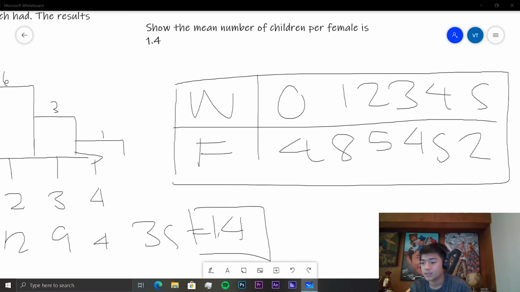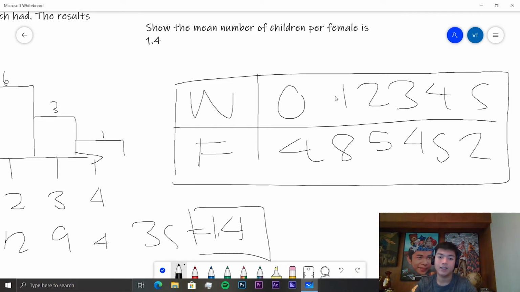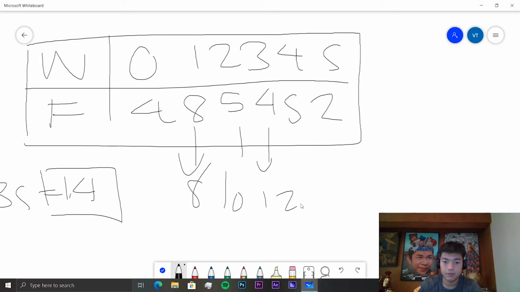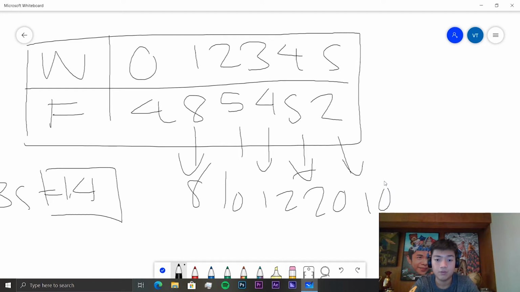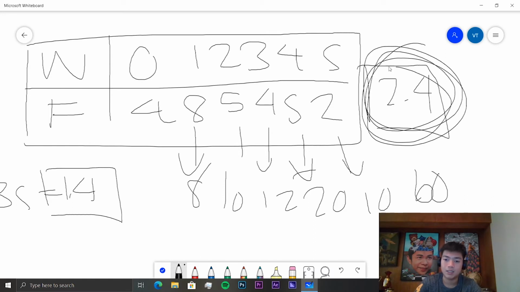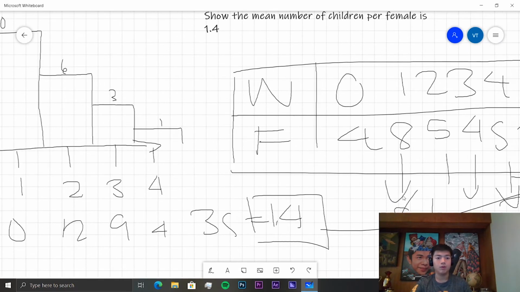Okay, let's calculate the average number of children they have here, which is 8, 10, 12, 20, and 10. So 8 plus 12 plus 10 plus 20 plus 10 is equal to 60. So they have 60 over 25, or around 2.4 children per woman. This is certainly a much larger number than 1.4. So women in Australia have more children than women in Mexico.